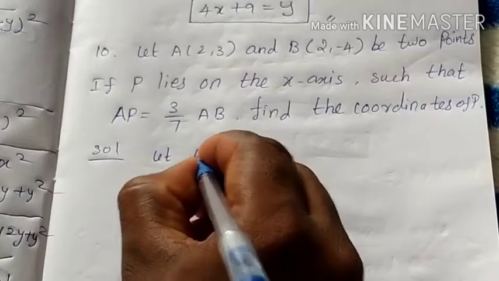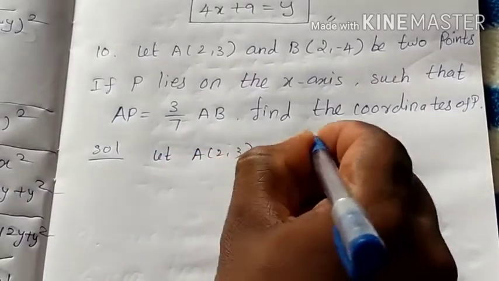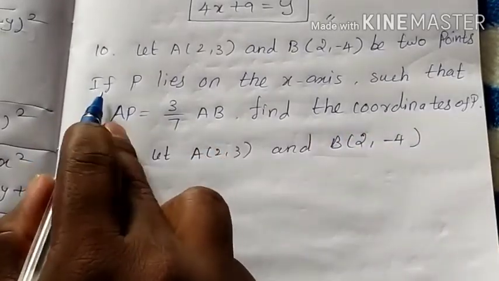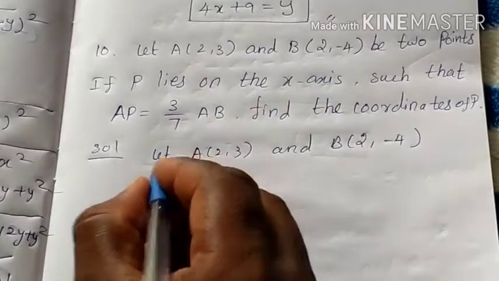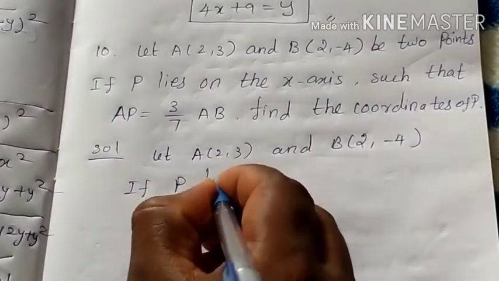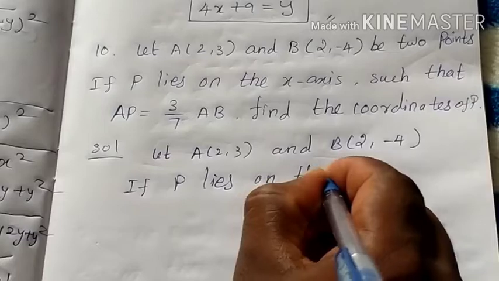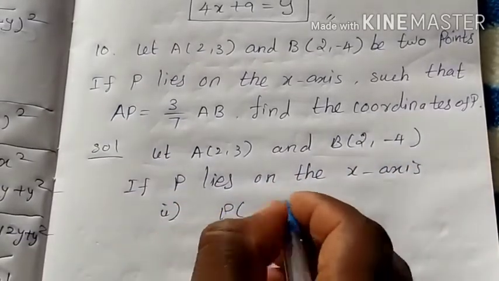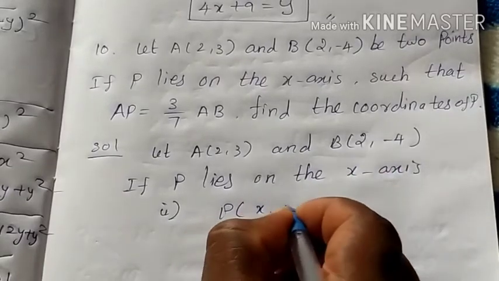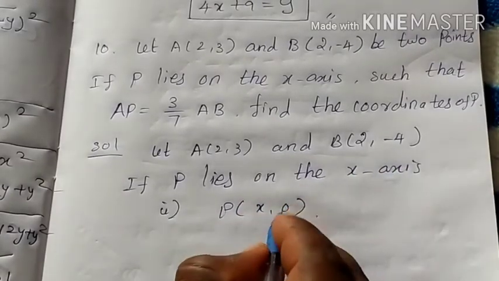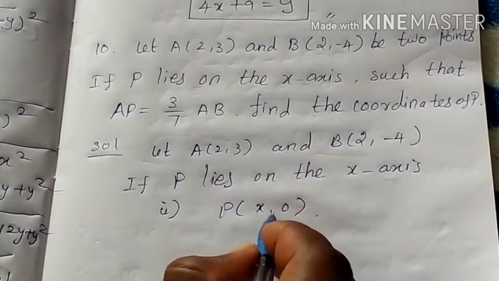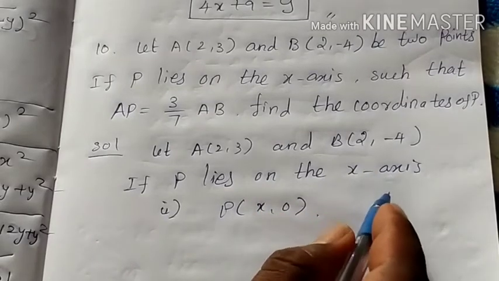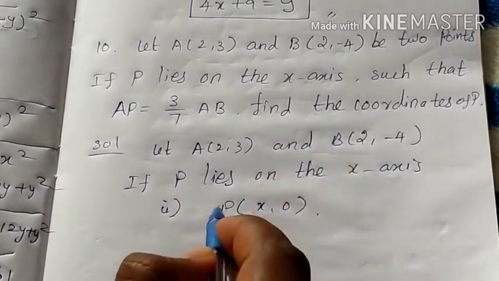Let A be (2, 3) and B be (2, -4), the two points. Then the condition: if P lies on the x-axis, the points on the x-axis are (x, 0), is it or not? The y value is 0. So (x, 0) is the general form of a point on the x-axis. Okay, now we have A, B and P.